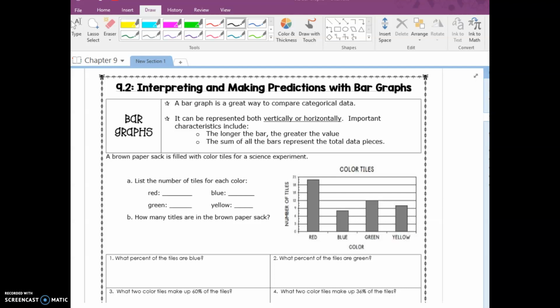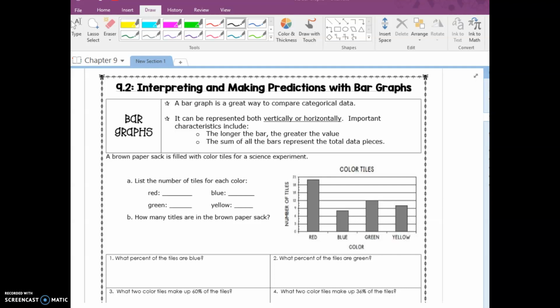So 9.2 is interpreting and making predictions with bar graphs. Some of this might be a review for you, but we are going to take it a step further and find percents of the different totals and whatnot. To refresh your memory, a bar graph is a great way to compare data.